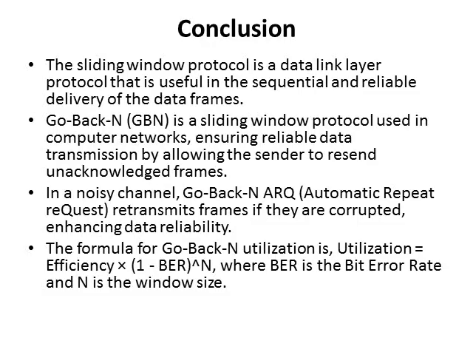The formula for Go-Back-N utilization is equal to efficiency times (1 minus BER) to the power n, where BER is the bit error rate and n is the window size.